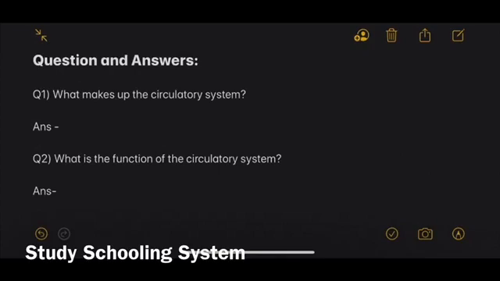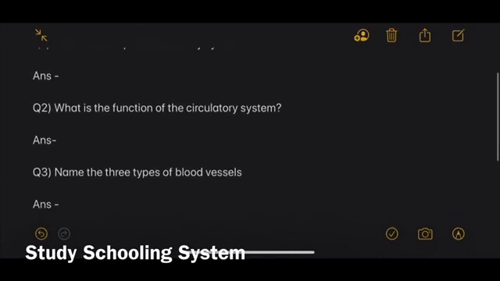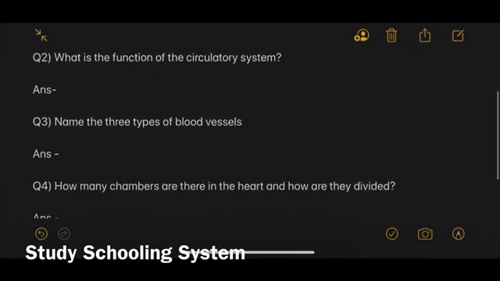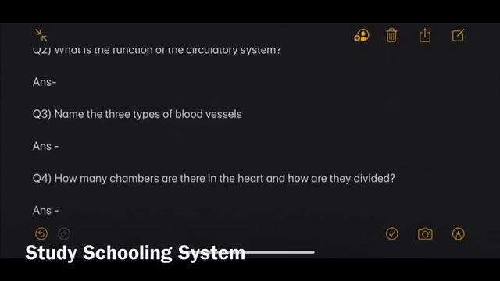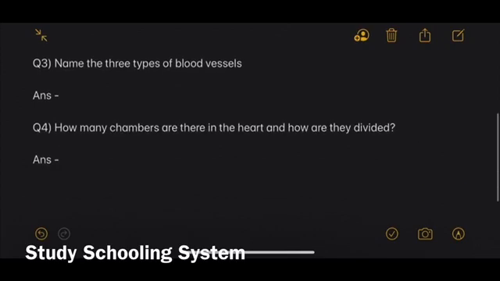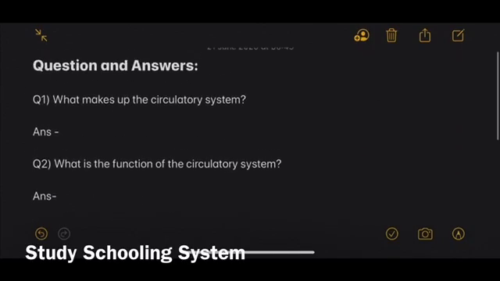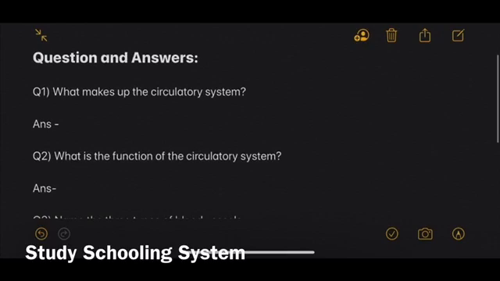So the first question is, what makes up the circulatory system? I will be sharing the answers with you after I read out the questions. So the first question is, what makes up the circulatory system? And then the second question is, what is the function of the circulatory system? And the third question is, name the 3 types of blood vessels. And the last question is, how many chambers are there in the heart and how are they divided? So there are 4 questions, and now I'll be showing you the answer, students.